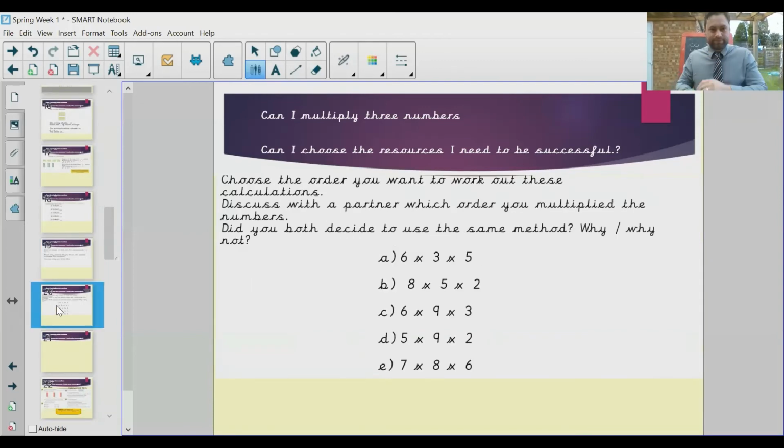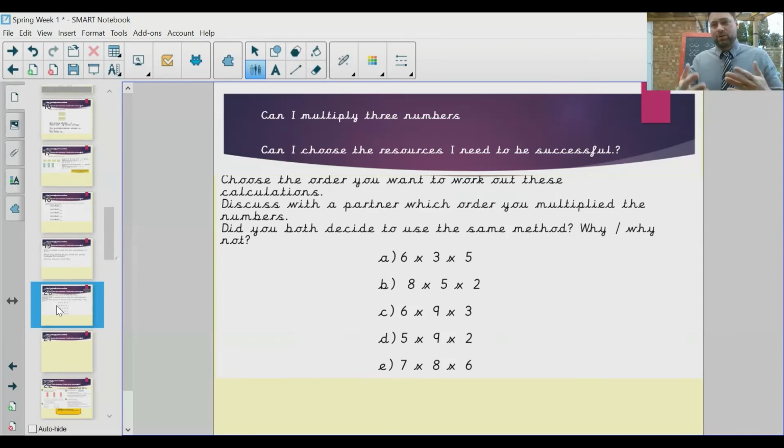Now, again, you may not be able to do this, so do this if you can with an adult, if it's possible, or a brother or sister. What you need to do is have a look at these. You don't have to work these out, but you can discuss or think about which ways you would work it out.